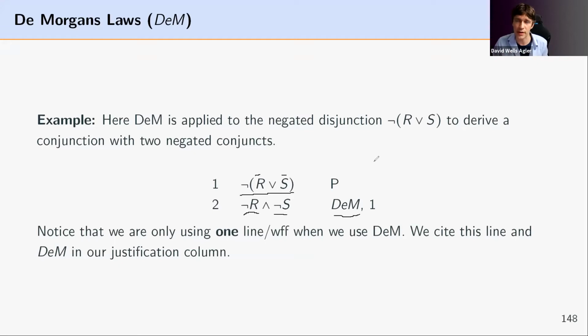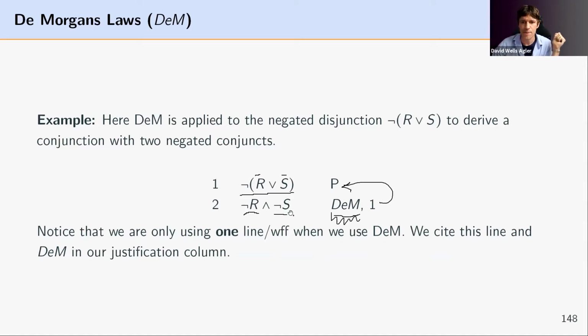When we use DeMorgan's laws, of course, we want to cite the line. We want to say, okay, I used DeMorgan's laws. Here is the justification. I'm telling you I used DeMorgan's laws. So you'd write DeMorgan's laws or DEM to indicate that this is the rule you used. And when we use DeMorgan's laws, we only use one line. We're taking a formula of one type and swapping it out with another. So it applies only to a single line. So you wouldn't cite multiple lines here.